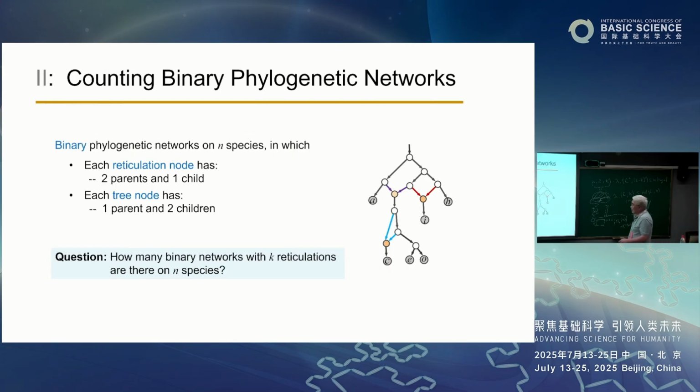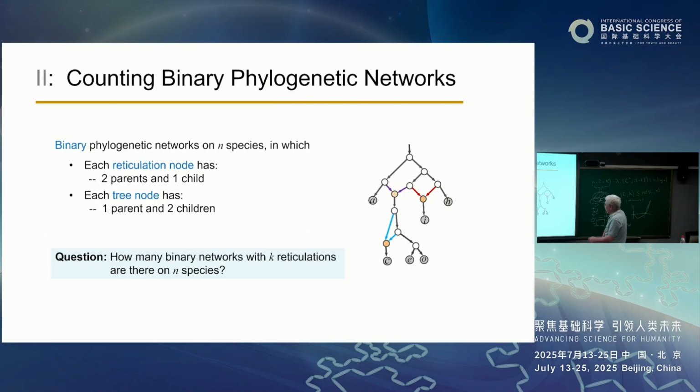So basically, when we study these phylogenetic trees and networks, usually we focus on the binary phylogenetic networks. Here is this example. You see every reticulation node has 2 parents and 1 child. Every tree node has 1 parent and 2 children. So the counting problem is this: how many binary networks with k reticulations are there?